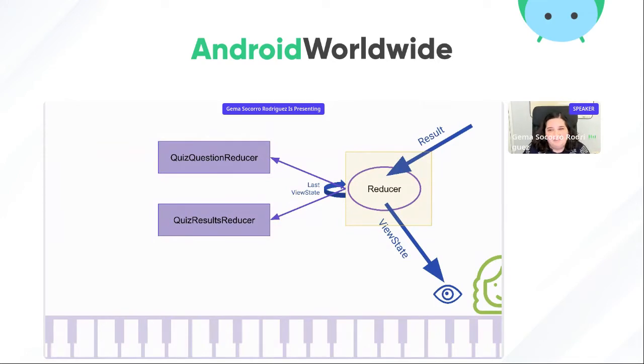If you see that your reducer grows a lot, then I recommend you have several reducers. I have seen reducers that are monstrous. And if we want to keep simplicity, I think we have to divide the responsibilities, have several reducers, and map the results to the one that can handle the changes.